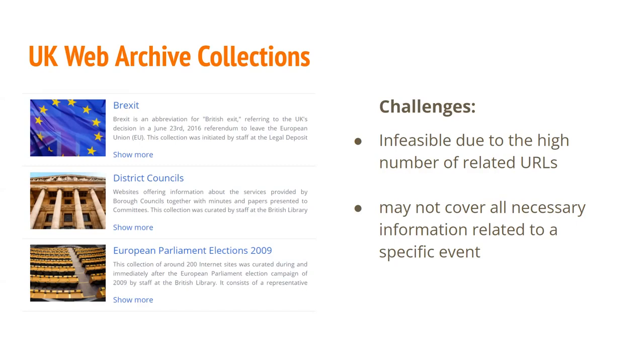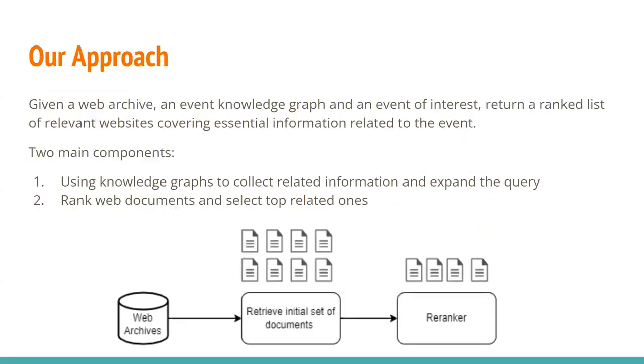However, there are some challenges with creating these collections. First is that it's sometimes infeasible due to the high number of related URLs. And second is that the final created collections may not cover all necessary information related to a specific event. Having talked about the challenges of creating the collections manually, we propose an approach to automatically create event collections from web archives using knowledge graphs.